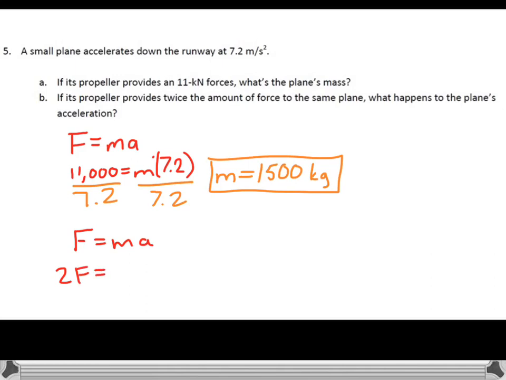in order to keep this equation balanced, I also have to double either the mass or the acceleration. There are other possibilities, but it does tell us that it's the same plane, so that same plane has to have the same mass. So if the mass is going to be the same, then to keep this equation balanced, I better get twice the acceleration. So if I double the force, it means I have to double the acceleration if the plane is the same plane. All right? So that is your answer to part B.